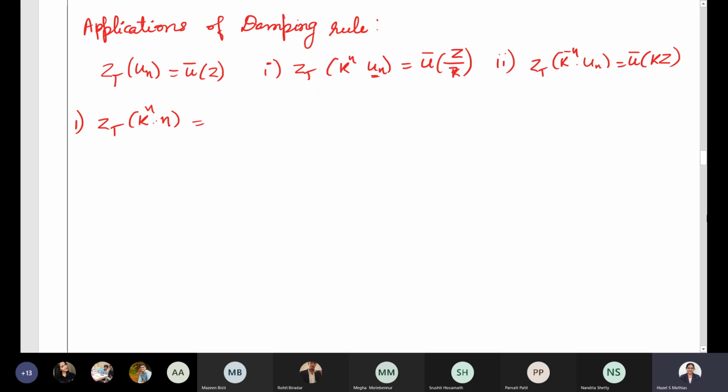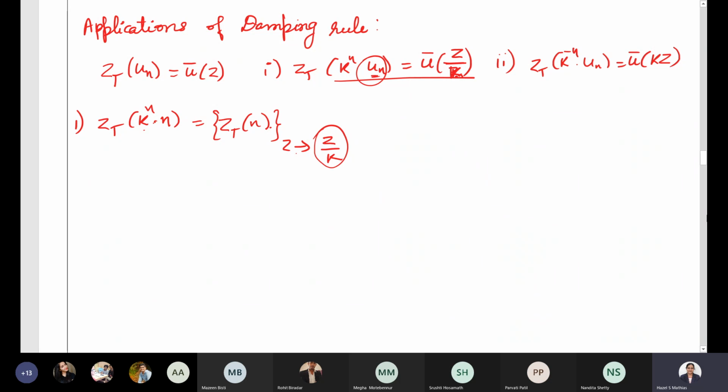In this case, what you need to do is write this as Z transform of n, where z approaches z by k. Remember this. Why have I written it like this? See, Z transform of k power n into un is u bar of z by k. Am I correct? It is the same as u bar of z by k. So Z transform of k power n into n can be written as Z transform of n, where z approaches z by k, because Z transform of k power n into some function is u bar of z by k.